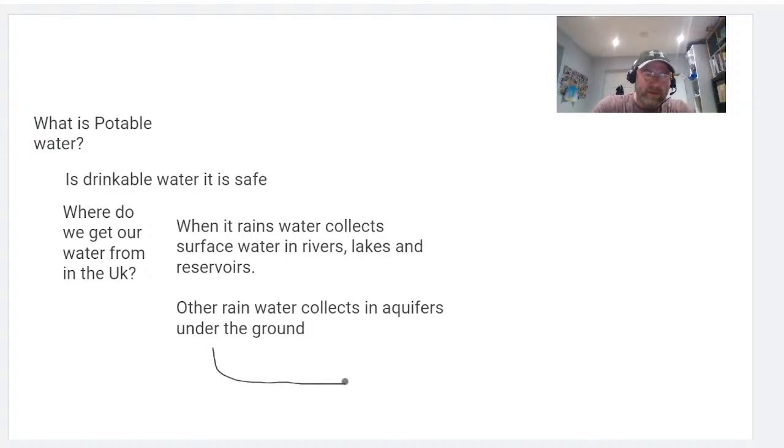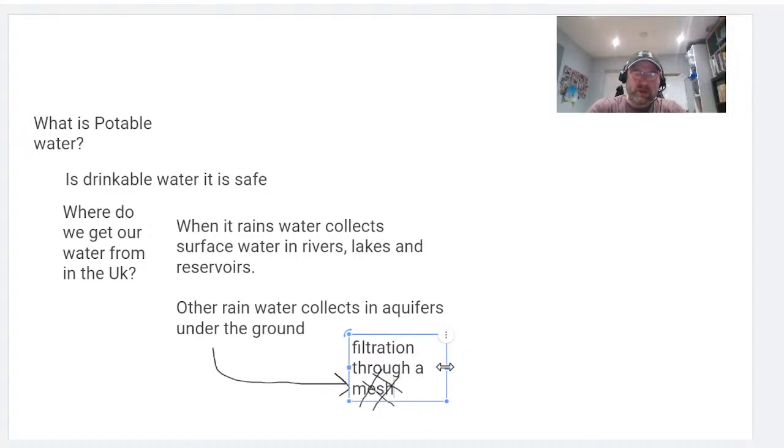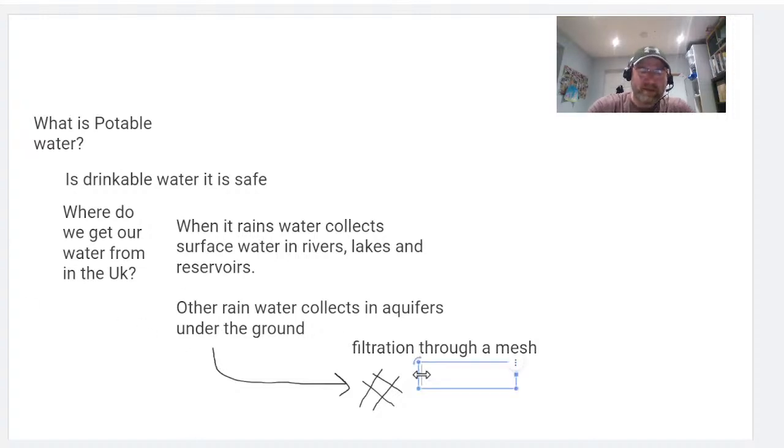Now what you're going to do, you're going to treat it. And the first thing you do is filtration through a mesh. So you go filtration through a mesh, and that removes twigs. Again, my video will explain this a lot quicker than me doing it here. But yeah, so filtration through a mesh removes twigs.